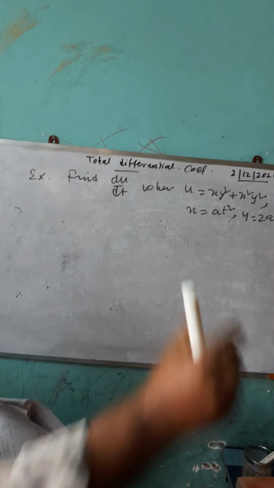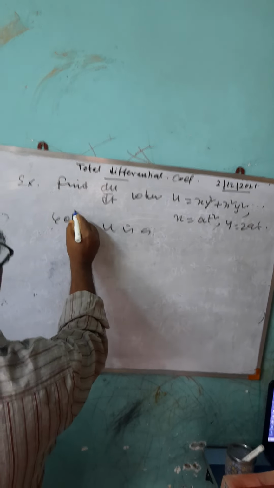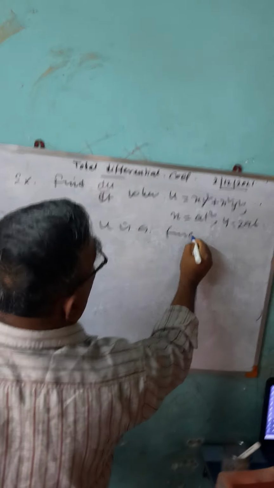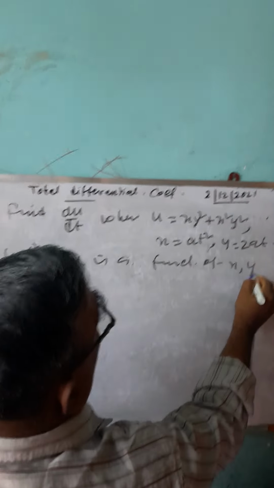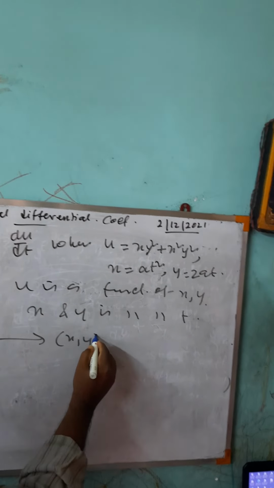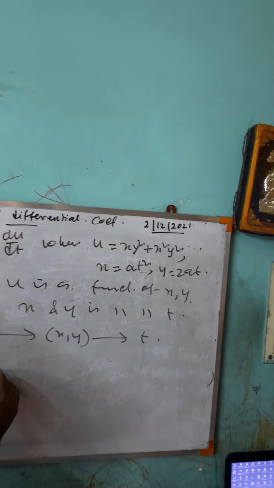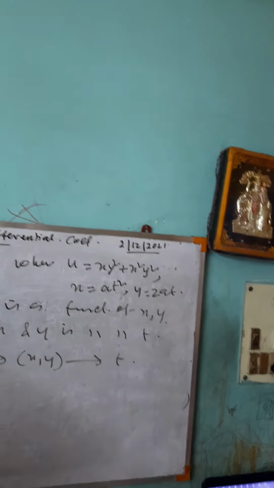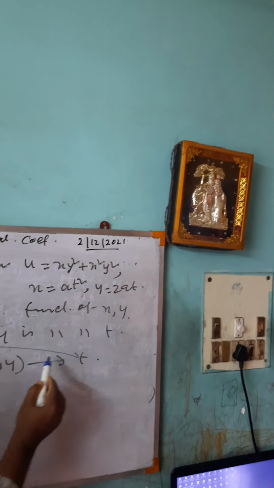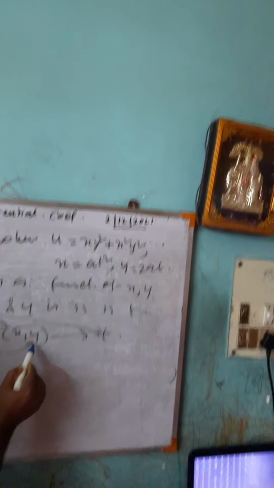Now you can see. Here you see u is a function of x and y, and x and y are functions of t. So that is u to x, y, and x, y to t. So du/dt you have to find. Tell me the formula. Why du/dt? Because u to t. So u to x, then x to t, then u to y, then y to t.